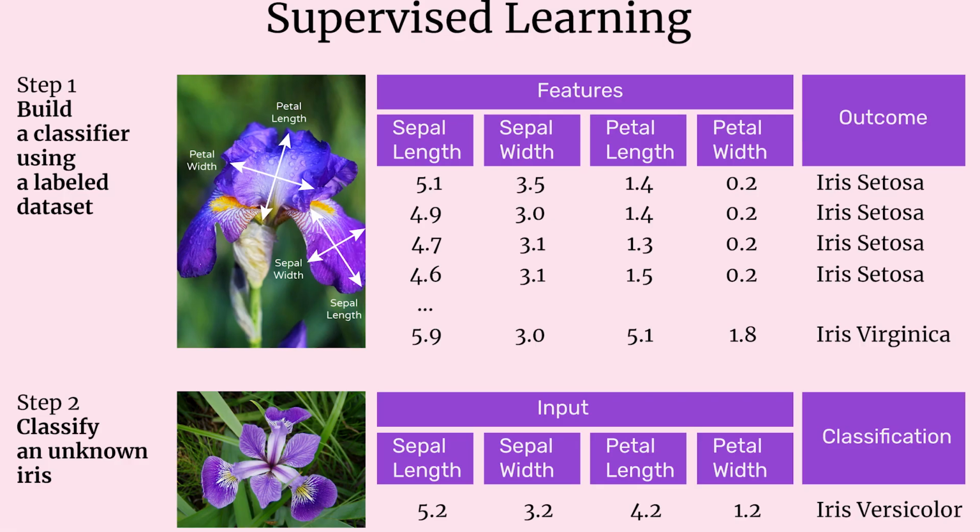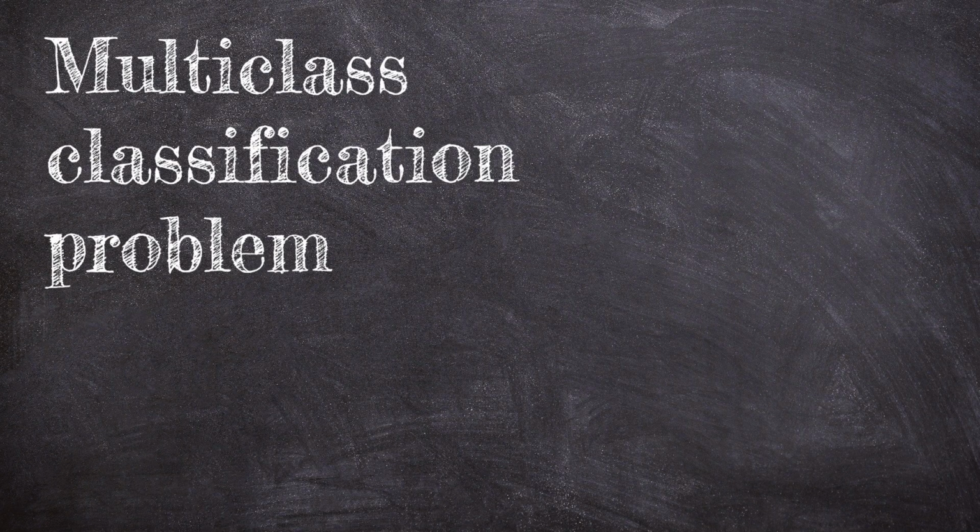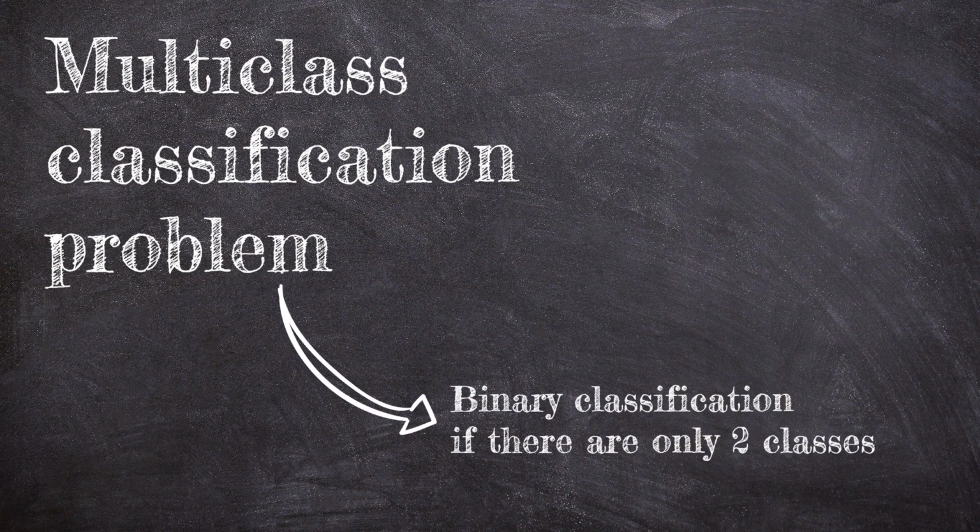What we want to do is to predict the iris class of an unknown iris. This is called a multiclass classification problem, as we want to classify something amongst multiple classes, 3 classes in our example. With only 2 classes, it would have been a binary classification.